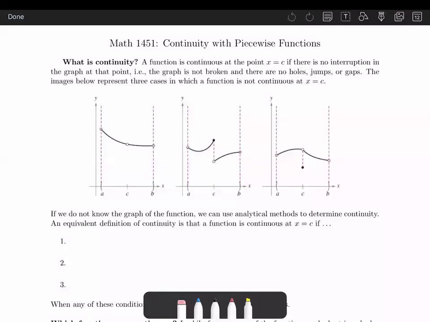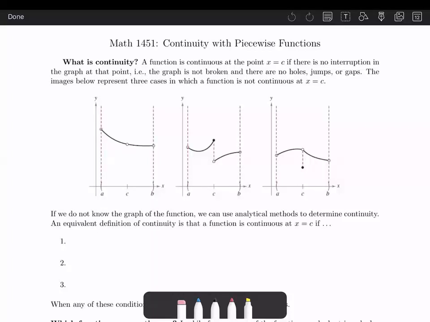Continuity in general for Math 1451 at Texas Tech University, which is Calculus 1. So in this first video, like I said, we're just going to be talking about continuity in general. And in subsequent videos to this worksheet, we're going to be specifically talking about continuity with piecewise functions. So in this video, we're just going to be breaking down what is continuity and what types of questions you could be asked about continuity.